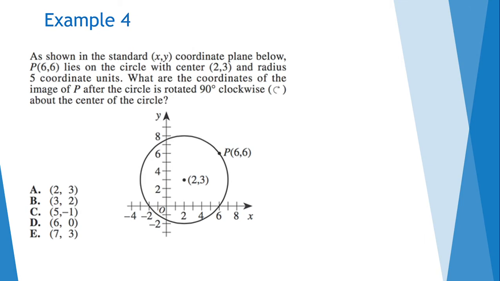Okay, on to example 4. As shown in the standard xy coordinate plane below, point P lies on the circle with center 2, 3, and radius 5 coordinate units. What are the coordinates of the image of P after the circle is rotated 90 degrees clockwise about the center of the circle? Okay, so this is actually one of the problems I was talking about, where you're not going to rotate about the origin, you're instead going to rotate about another point.